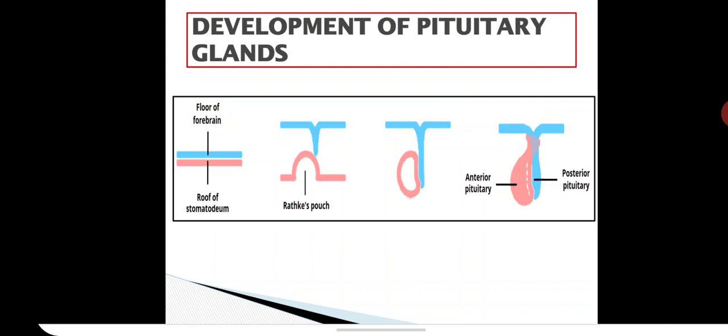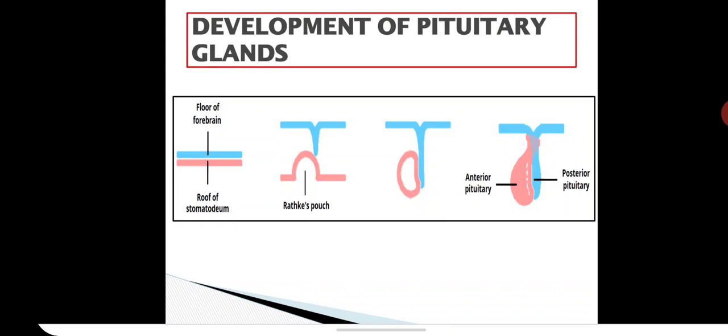Now, during the 6th week, a funnel-shaped diverticulum grows caudally from the floor of the diencephalon and lies close to the dorsal surface of the cephalic part of Rathke's pouch. The lower end of the diverticulum differentiates to form a solid mass which is converted into the posterior lobe. The commencement of the diverticulum forms the infundibulum, and its cavity persists as the infundibular recess of the third ventricle.